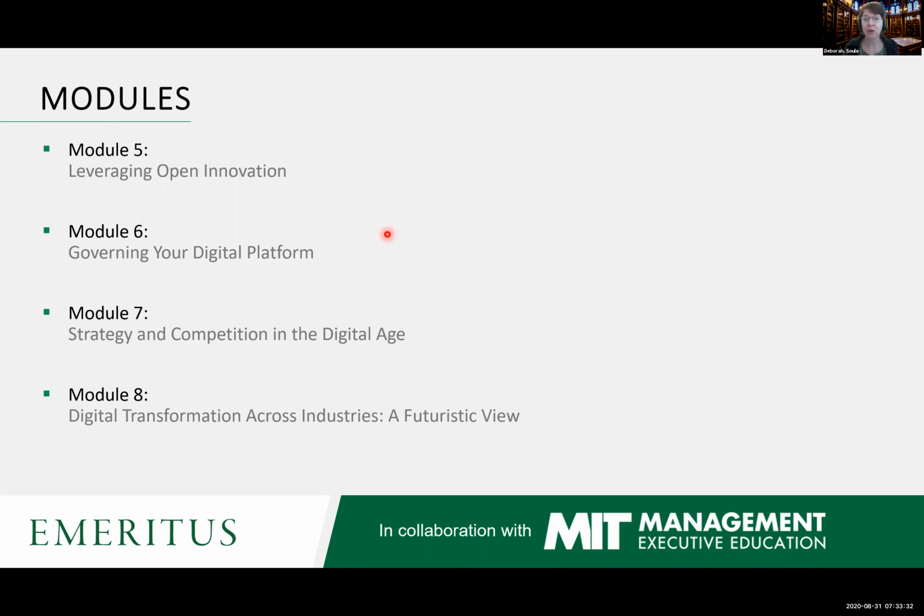Module 6 focuses on governance. As I mentioned already, this is a very, very important topic, and we usually have some great discussions there on that. In module 7, we'll talk about strategy and competition in the digital age. So thinking about competition: it is different when you're a platform business versus a product business.